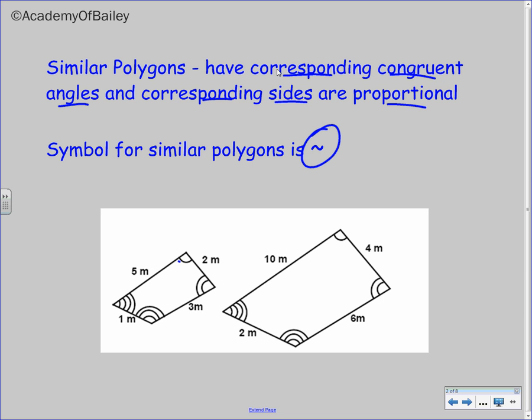We know that all corresponding angles are congruent, and we're looking at the marks. And then we also know that 5 to 10 is 1/2, 2 to 4 is 1/2, 3 to 6 is 1/2, and 1 to 2 is also 1/2. So we have a similar polygon here.